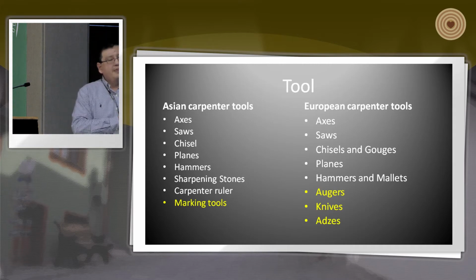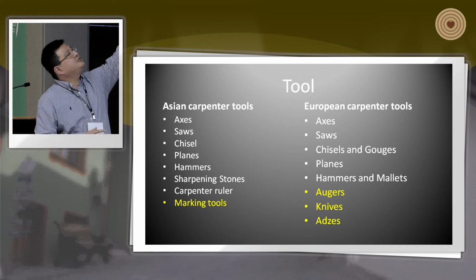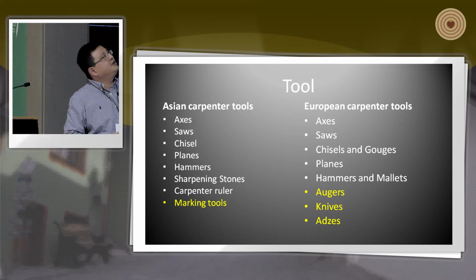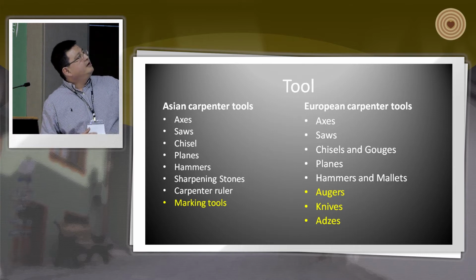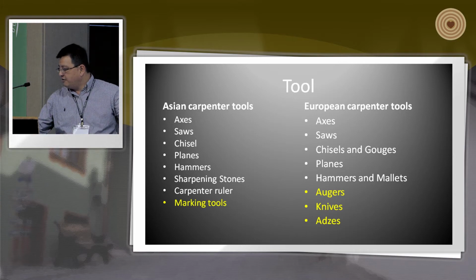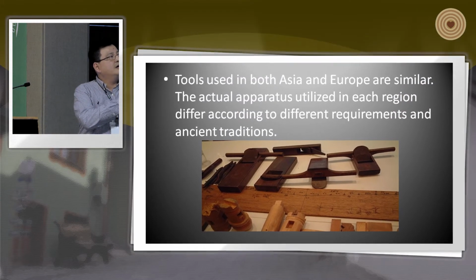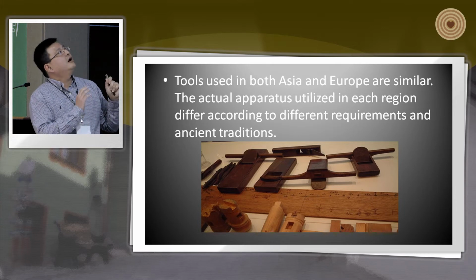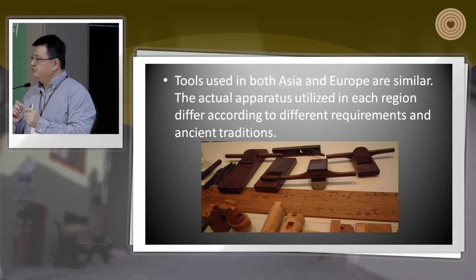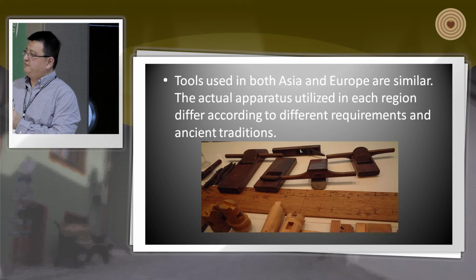And then tools. If you compare the two, one from Asia and another from Europe, you will find they are basically quite similar; the only differences are the parts I have highlighted in yellow. The conclusion we found is that carpenters will modify their tools based on the needs of different projects.